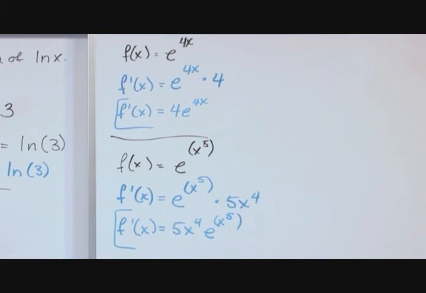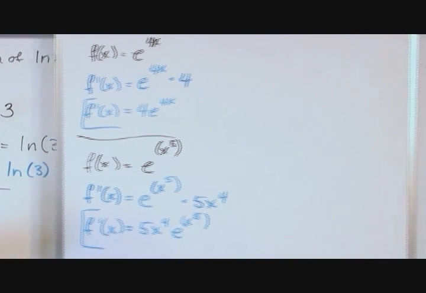Okay? So it's very, very similar to what we did with the natural logarithm function. We take the derivative of the outside, then we multiply and take the derivative of the inside, and we keep going in and in and in until we're done. All right?